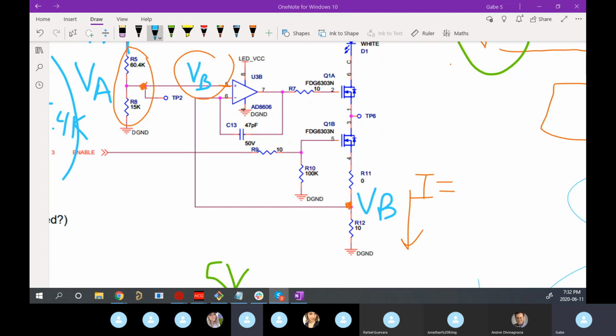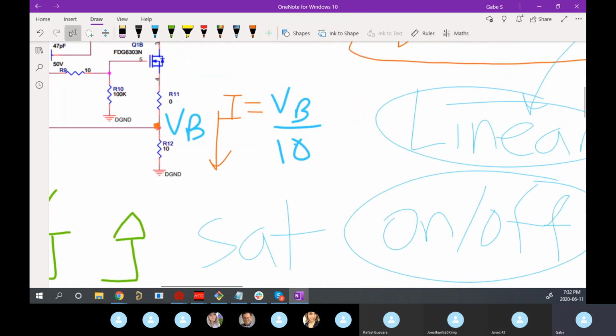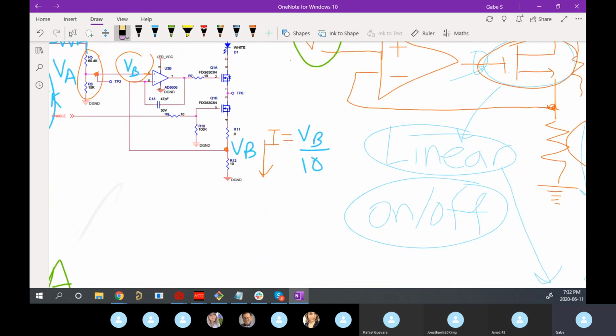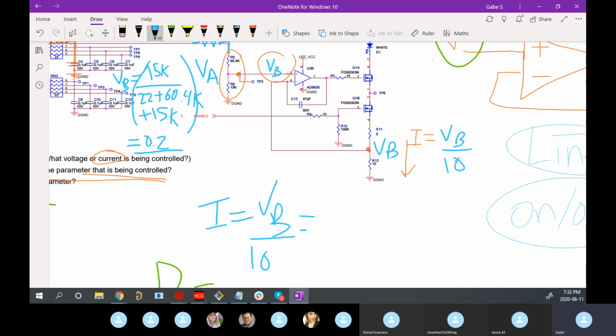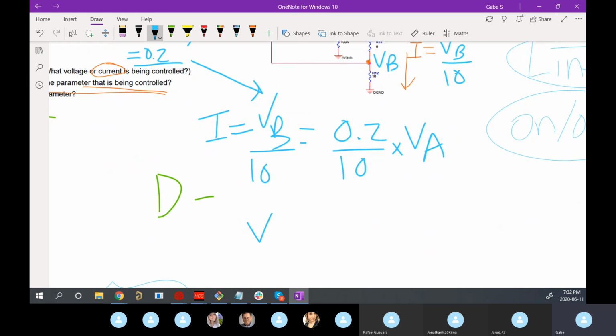Easy. No trick here. VB over 10. Cool. So how do we relate I to A? Well, substitution, right? So we know I equals VB over 10. And we know that VB is about 1/5 of VA, right, from before. Equals 0.2 over 10 times VA. So VA times 0.02 equals I out. Agreed?